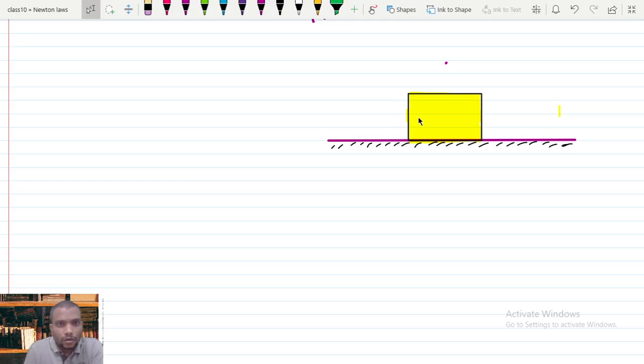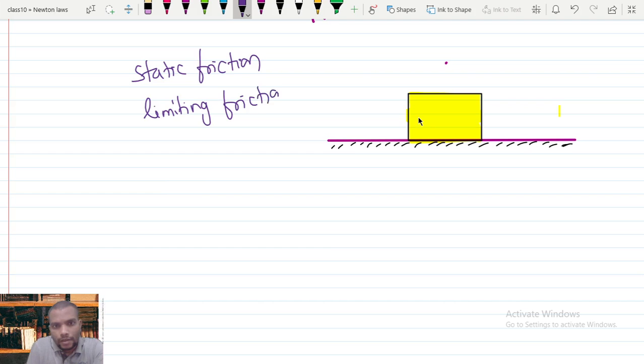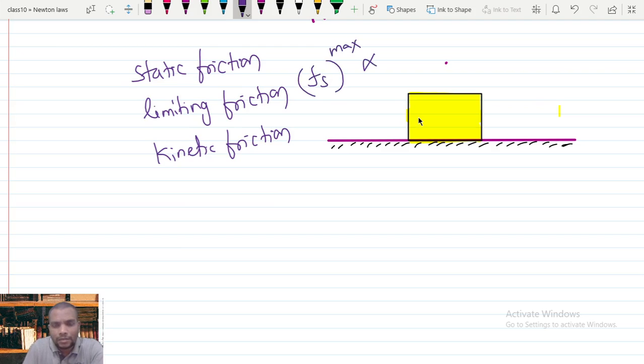Hi guys, so far we defined three types of friction: static friction, limiting friction, and kinetic friction. And we define two coefficients. Suppose we take the limiting friction, F suffix S max, which is known as limiting friction, and is directly proportional to the normal reaction force.